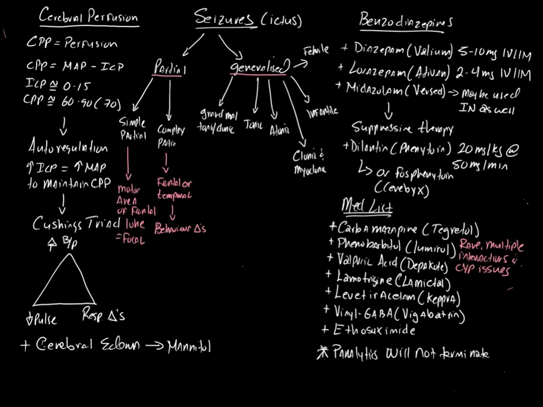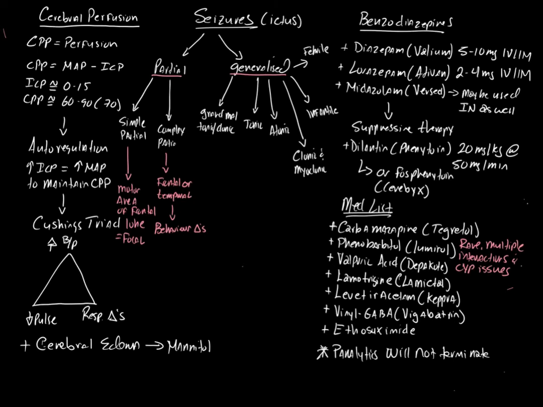And your cerebral perfusion pressure, the normal range is about 60 to 90, with about 70 being right in the middle. And what is your normal mean arterial pressure? 60 to 100, right? Oh, look at that. So it basically matches cerebral perfusion pressure, and that makes sense, right? Because your intracranial pressure is generally going to be very low.